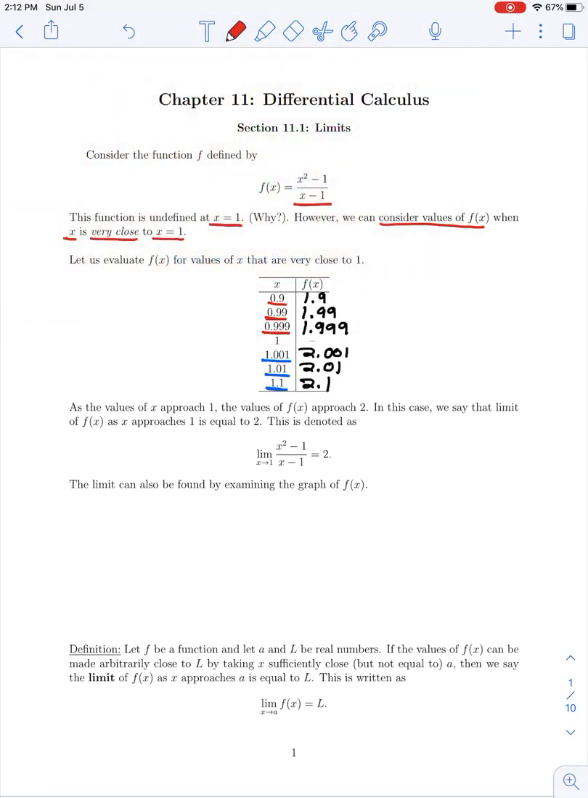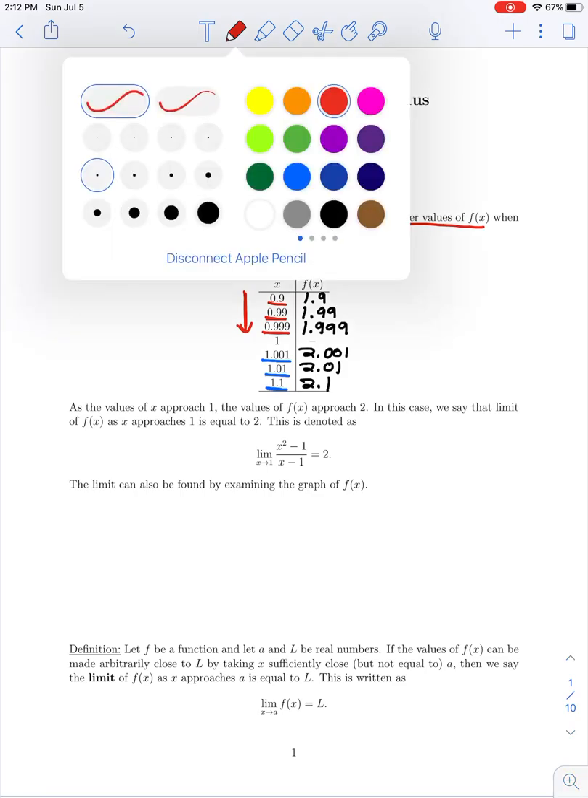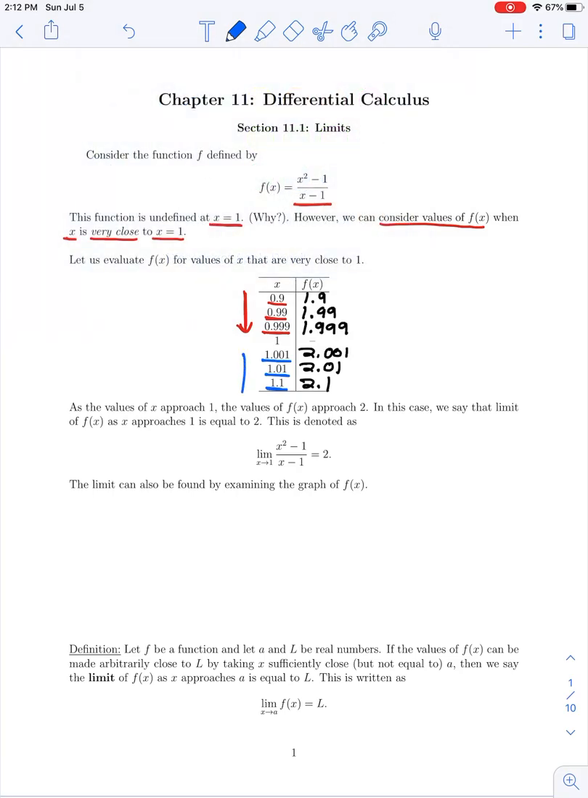So here, when we're moving towards the value of 1, by taking values that are slightly less than 1, or as we're moving towards 1 by choosing values of x that are slightly greater than 1, we see that the values of our function were 1.9, 1.99, 1.999, and as we were taking values of x a little bit greater than 1, and we were closing in on 1, the values of our function were 2.1, 2.01, and 2.001. So we're seeing that the values of our function seem to be getting close to the number 2.